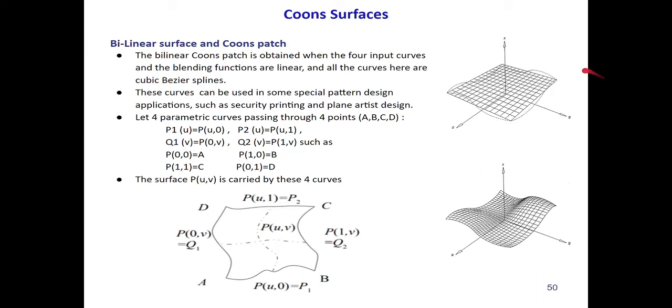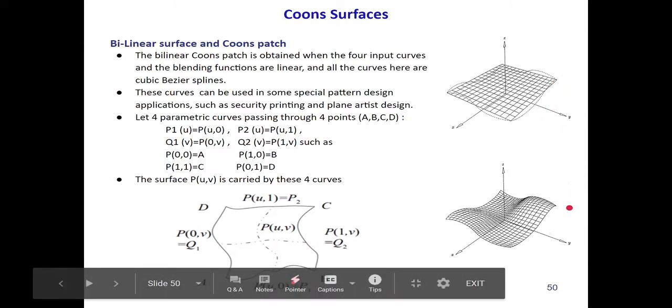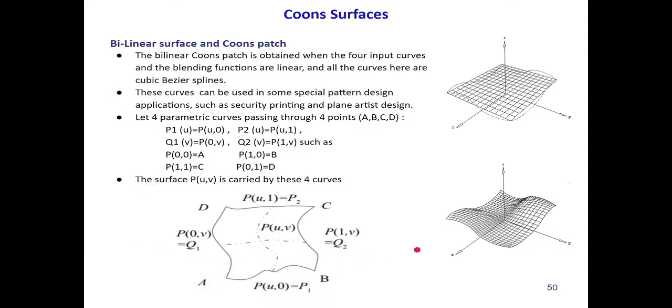Now, on the right hand side, we can see examples of the bilinearly blended Coons surface. And here at the bottom, this is a more generalized representation of the same bilinearly blended Coons surface. So to explain this, we assume that we have four different points A, B, C, and D. A will be at 0, 0, B will be at 1, 0, C will be at 1, 1, and D will be at 0, 1.